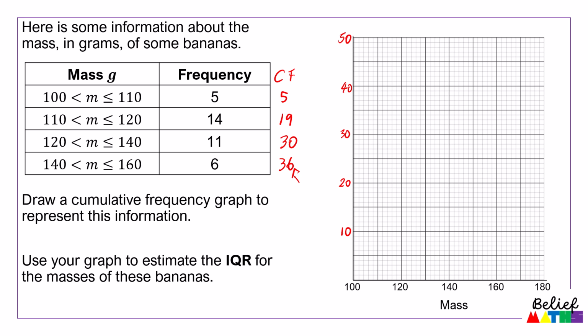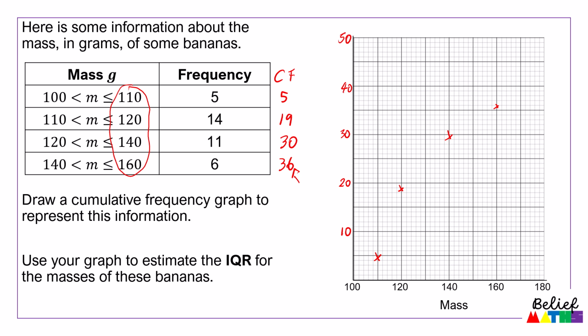So again, we're going to plot our upper bounds with that cumulative frequency we just worked out. So we've got 110 up to 5. We've got 120 up to 19. We've got 140 up to 30. And we've got 160 up to 36. Again, don't worry that we haven't gone all the way to the end with 180. We just do whatever we need here on this axis.